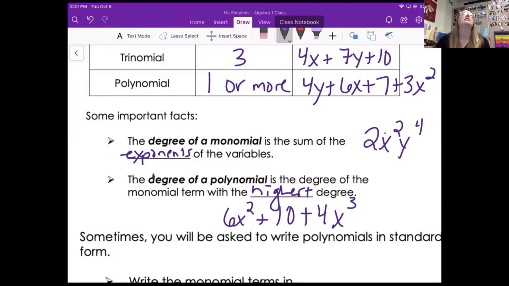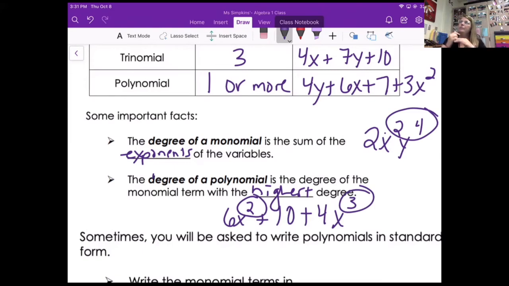Yes. Now I want you to see the difference here. I did not add those exponents together because they are not in the same term. Here, these exponents are together in the same term. Here, those are exponents in different terms. So I do not add them together.